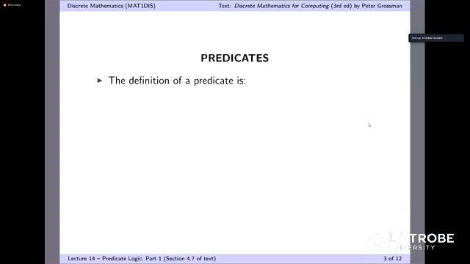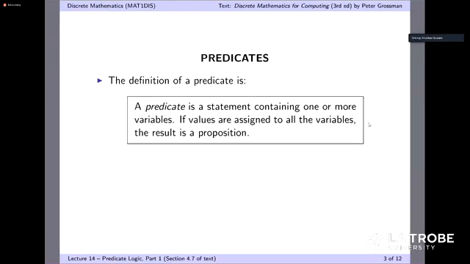So what is a predicate? The definition of a predicate is: a predicate is a statement containing one or more variables. If values are assigned to all variables, the result is a proposition. It's like x plus y. It doesn't make sense until you say x is 2, y is 3, then this equals 5. X and y on their own do not make sense until you assign them particular values. The same goes here. A predicate is a statement which has some variables, and those only make sense if you assign certain values to them.